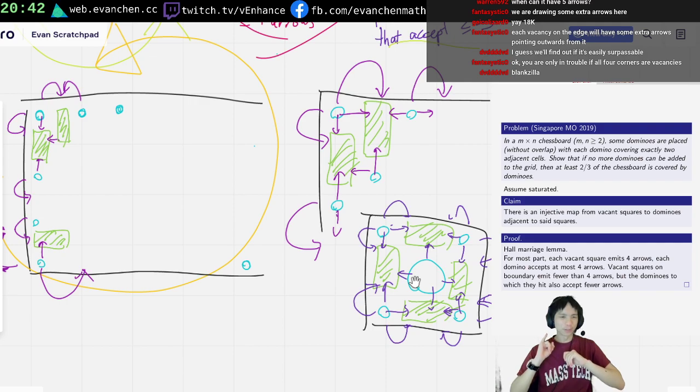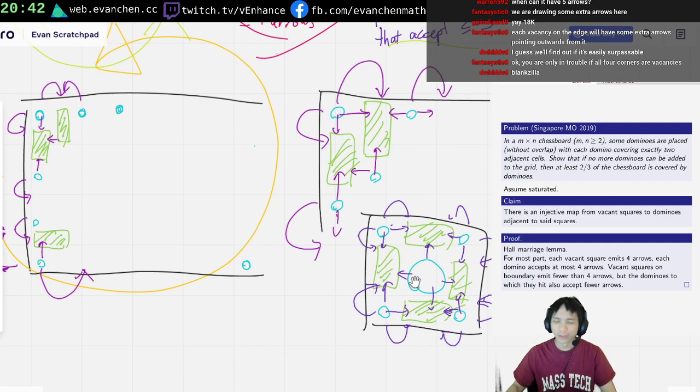Last desperate attempt. Is the problem at least? The problem is at least, right? So maybe what I can say is I delete one vacant square and it's still okay. I'm grasping at straws now.